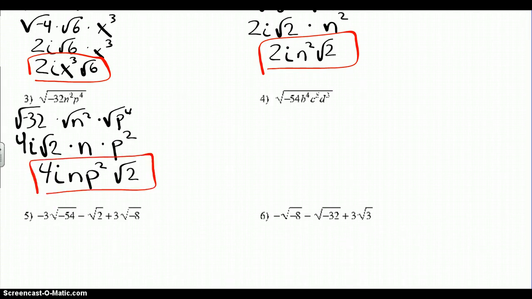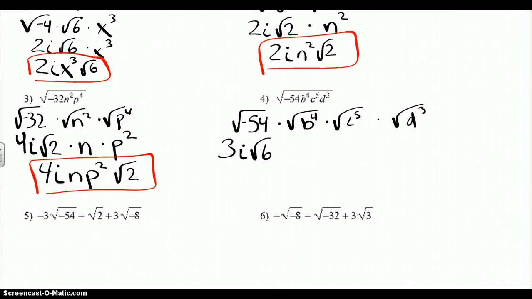Okay, so I think the hardest part is just simplifying that front number. Same idea here, but now we just have one more variable involved. Square root of negative 54, square root of b to the 4th, square root of c to the 5th, and square root of d to the 3rd. Negative 54 can simplify to negative 9 times 6, so the square root of negative 9 times the square root of 6, which simplifies to 3i root 6.